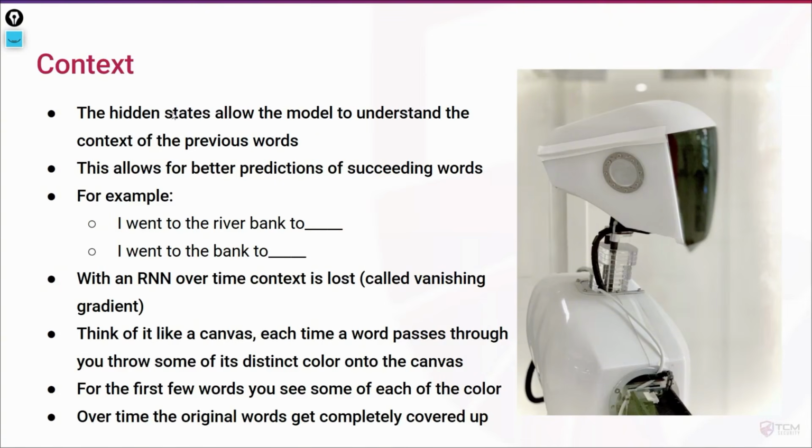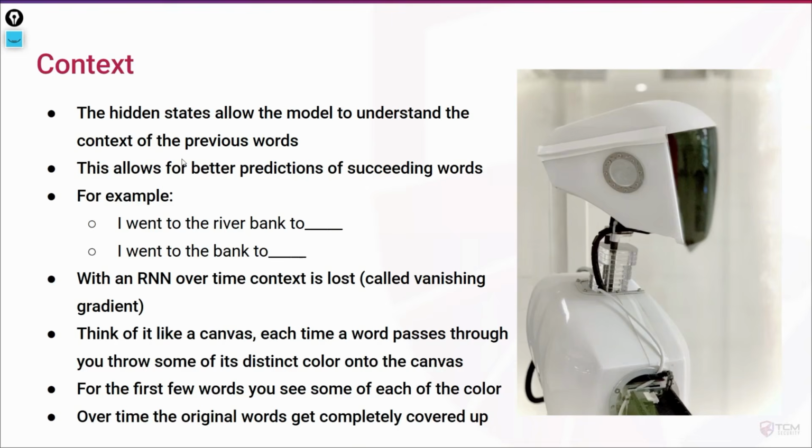So again, the hidden state allows the model to understand the context of the previous words. So context allows for better prediction of the succeeding words because words can have a lot of different meanings. There are specific words, like, for example, the word "bank." If you have the context of "I went to the riverbank to," your next prediction is probably going to be a lot different than "I went to the bank to." I mean, one, we're talking about the edge of a river, the bank of a river, and the other one, if we're just saying "bank" without any other context added to it, we're probably talking about a money bank.